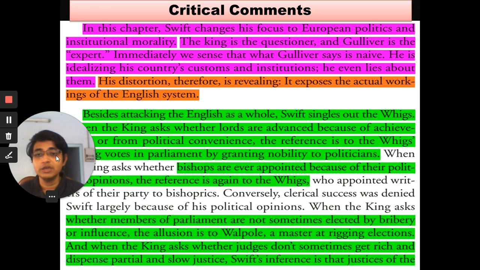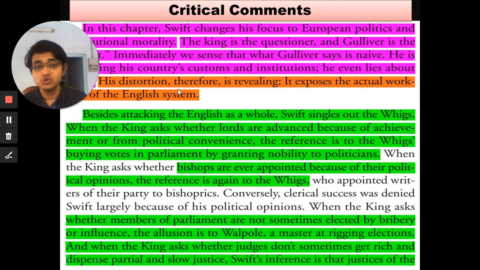And besides attacking the English as a whole, Swift singles out the Whigs in particular. So when the King asks whether the Lords are advanced because of achievement or from political convenience, the reference is to the Whigs buying votes in Parliament by granting nobility to politicians. So by granting various forms of titles to politicians, they are buying politicians, the Whig votes. So when the king asks whether bishops are ever appointed because of their political opinions, the reference is again to the Whigs.